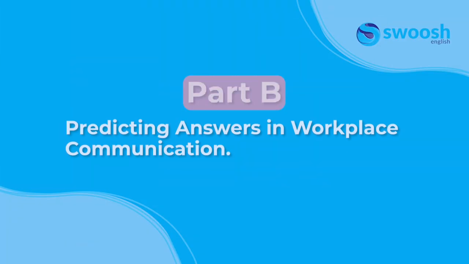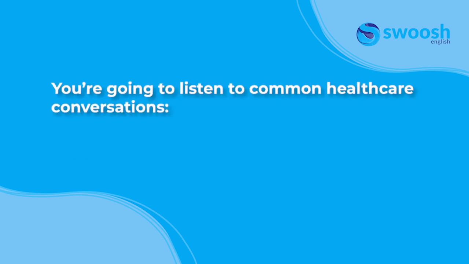Now let's talk about part B. In part B, you're going to listen to common healthcare conversations such as briefings, handovers, or policy presentations. These are multiple choice questions. Now in part B, you're not actually going to be able to predict the answer because it's impossible to know what the answer will be until you listen to the audio. However, you can still use that time before it starts to think about what you're going to hear and prepare yourself to hear the answer.